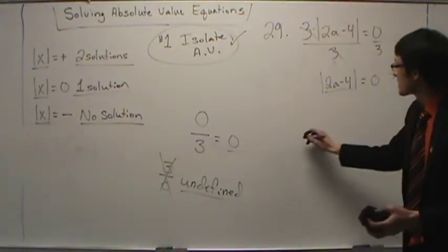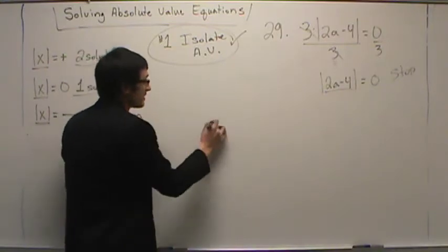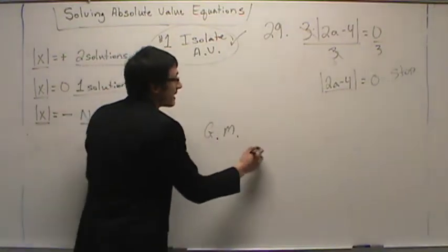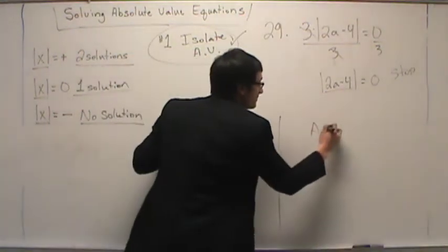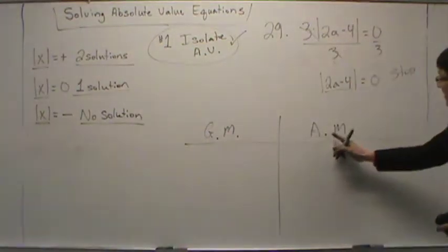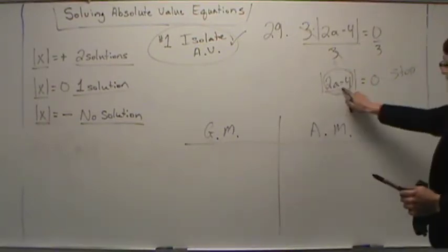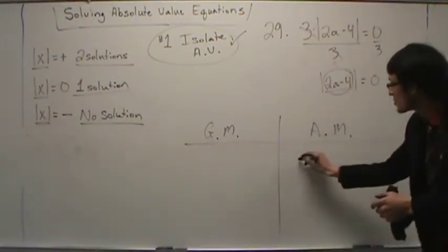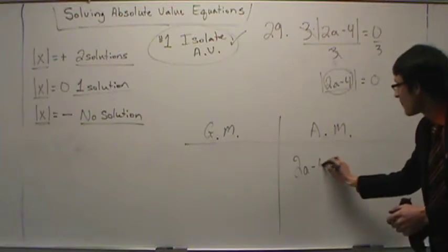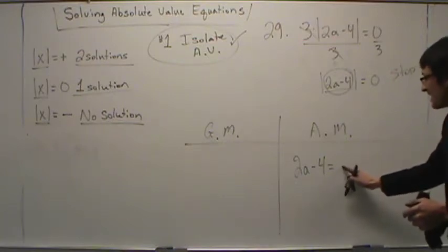And I think this makes sense. When we put this in terms of the geometric method, you really see it here. G down for geometric, and then we have the algebraic method. Let's start with the algebraic method. We write our equations. What's on the inside is 2a minus 4. So 2a minus 4 equals what? Nothing.